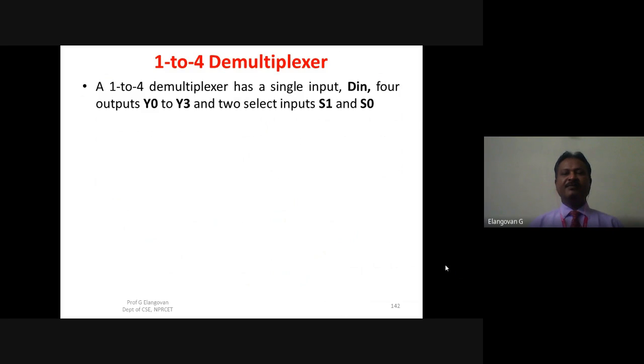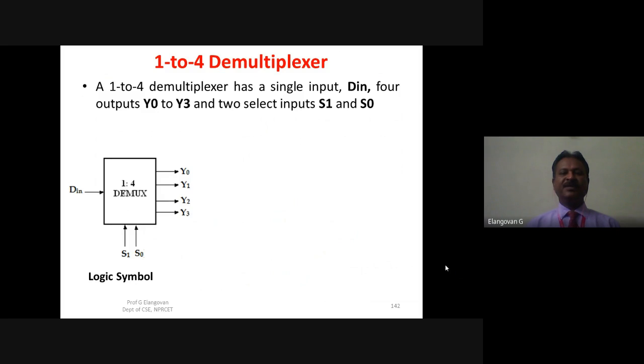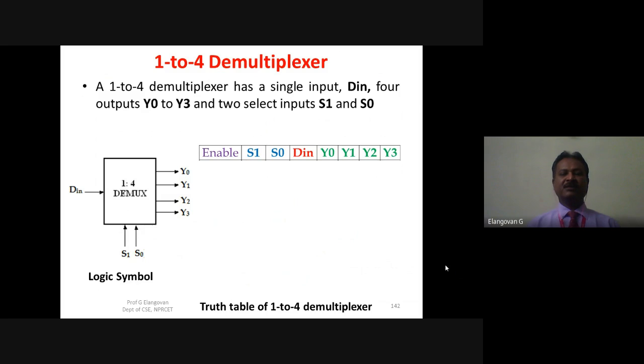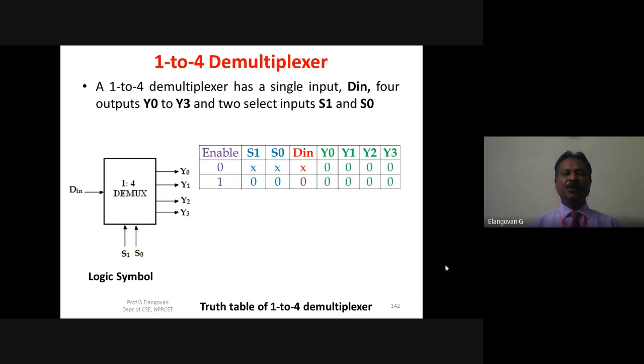Now we will see an example. There is the 1 to 4 demultiplexer, or 1:4 demultiplexer. Here you have one data input. To have a maximum of 4 outputs, we need 2 select signals or control signals. With the 2 select signals, any one of the outputs is going to be active. The truth table can be given like this. If enable is 0, nothing is performed. If enable is active and both the select signals are 0, 0, then what is given in D in appears in Y0.